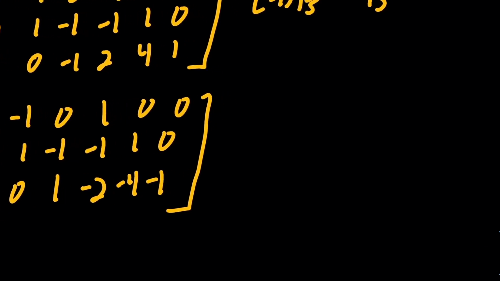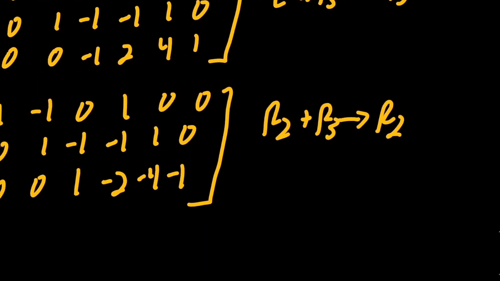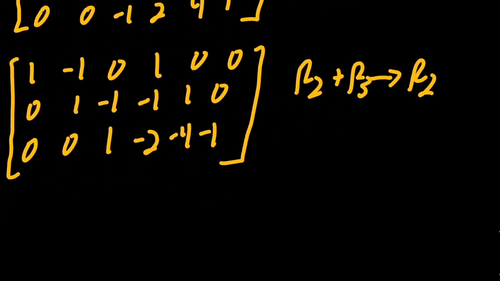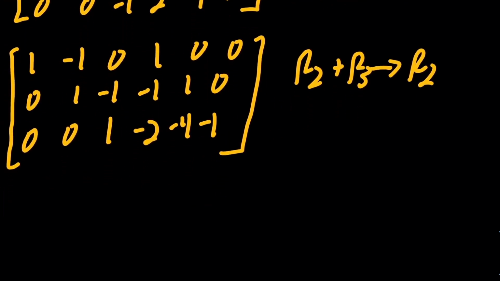Now let's add row 2 to row 3 and bring that change to row 2. Oh look, we're done engaging row 3 for now. Therefore, rows 1 and 3 should be the same.